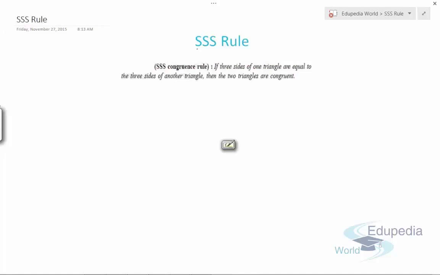SSS rule, also known as side-side-side rule. In this rule, if three sides of one triangle are equal to three sides of another triangle, then the two triangles are congruent. So let me explain what this line is saying.